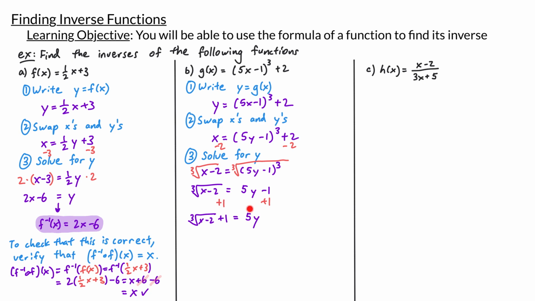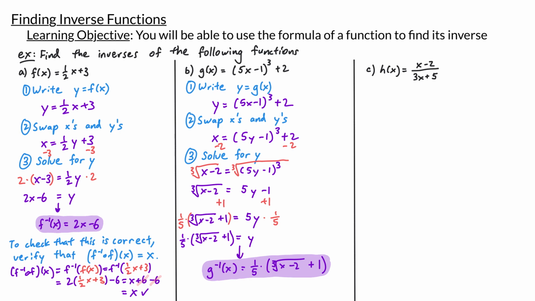We need to get rid of the 5 multiplied to the y. And we can do that by multiplying both sides by 1/5. So we end up with y equals 1/5 times (the cube root of x minus 2, plus 1). And what we have here is the inverse of g. We have g inverse of x is equal to 1/5 times (the cube root of x minus 2, plus 1).